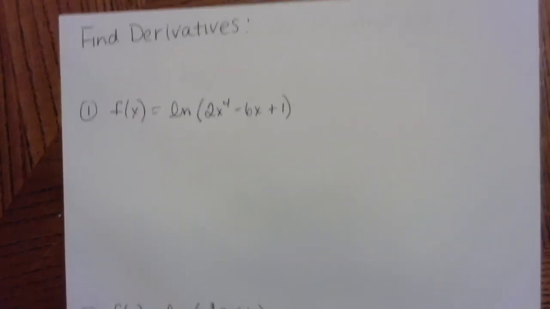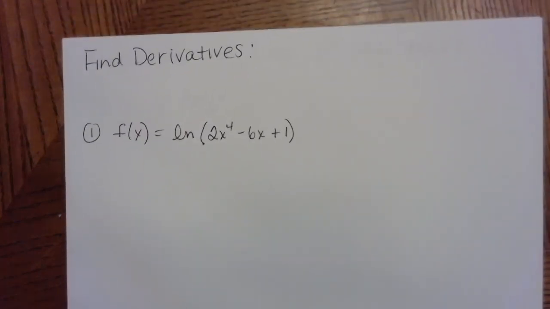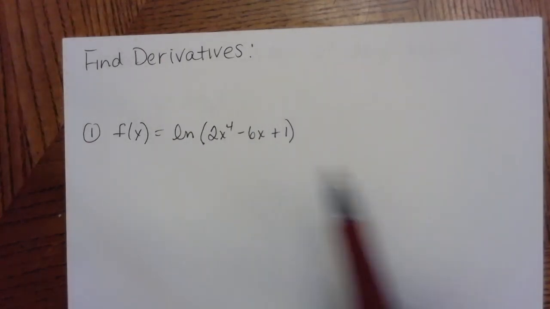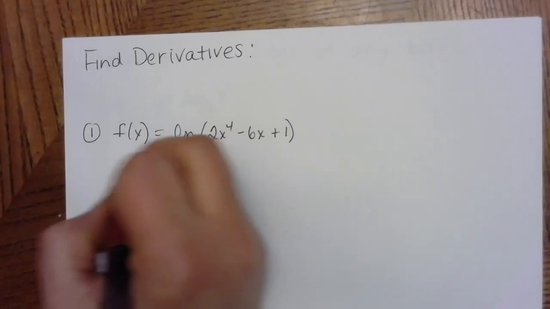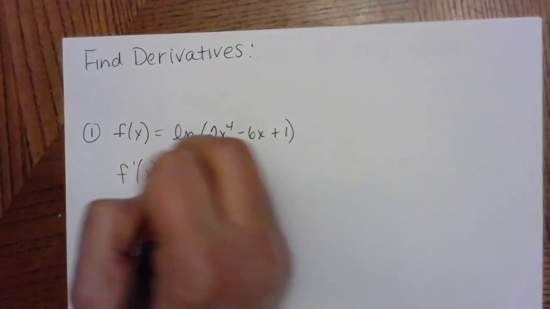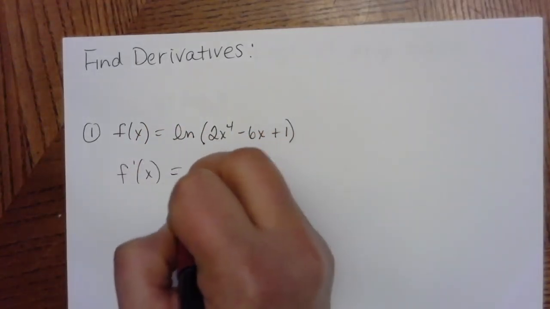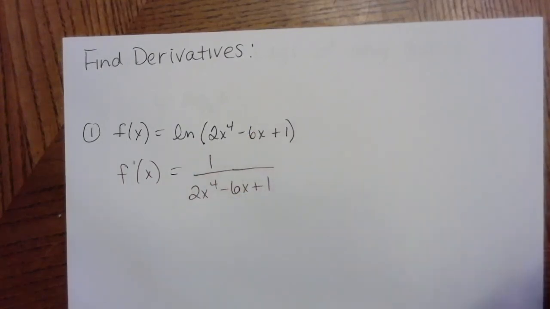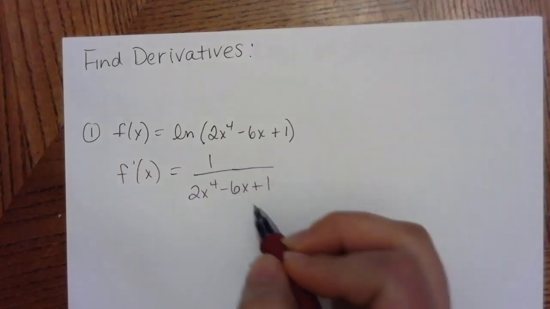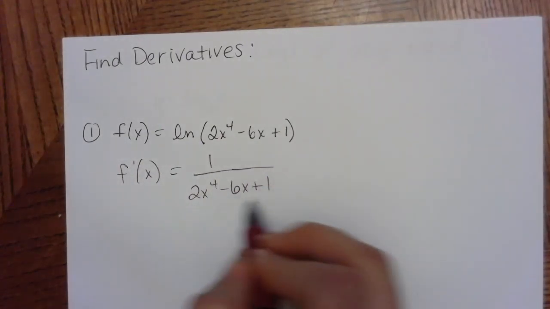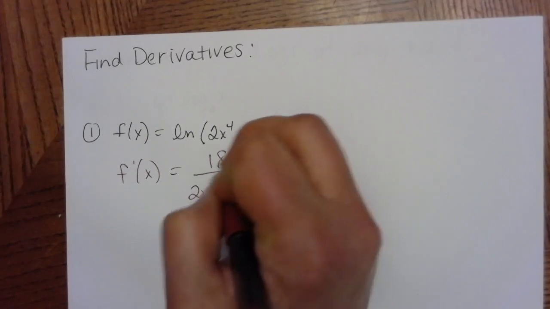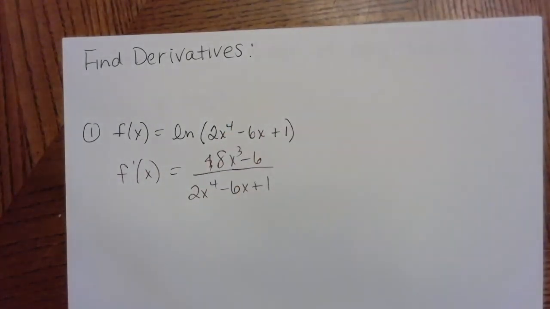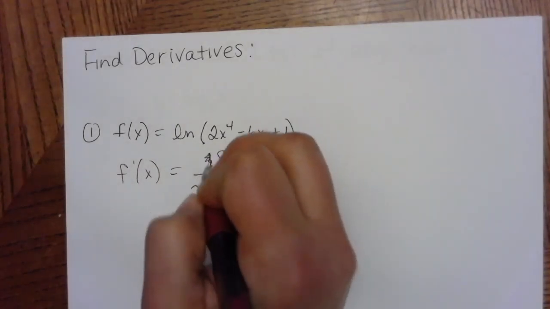Okay, so the first one, we have the derivative, and we're going to do, obviously, chain rule. So this is like my giant g of x. So the derivative of this, f prime of x, is 1 over this whole thing, 1 over 2x to the fourth minus 6x plus 1, and then times the derivative, which I can just put on top. So the derivative of the bottom will be 8x cubed minus 6. And there is my derivative.